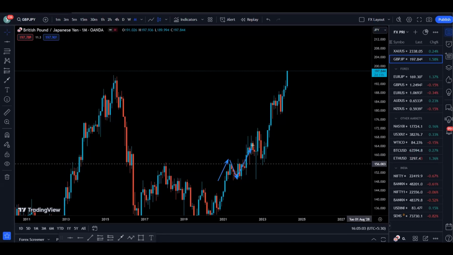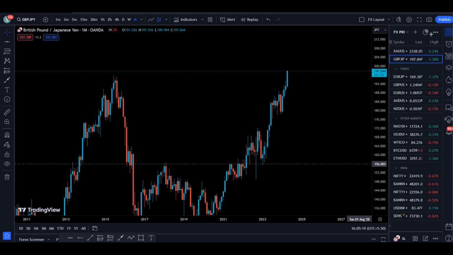So we created a high, we created a higher low, higher high, higher low, higher high, higher low, and we broke the previous resistance, created a new high. So there is a very high probability we may come down for a pullback, form support, and continue this bullish momentum to the upside. That is something on the monthly time frame.